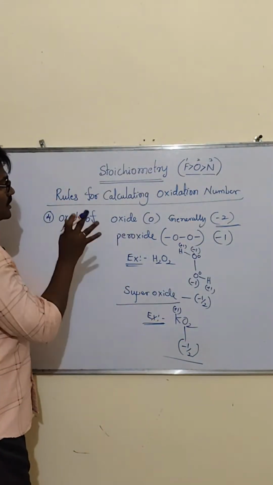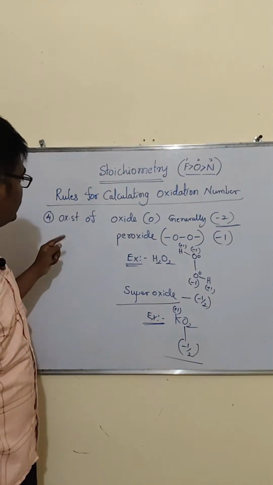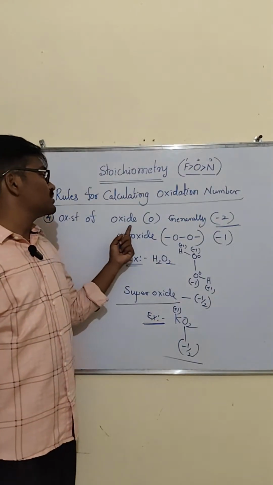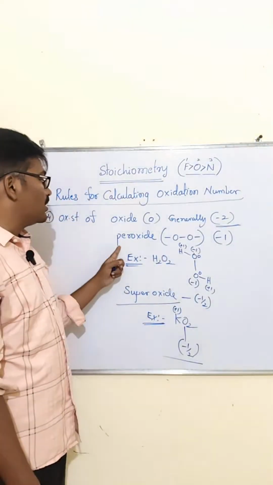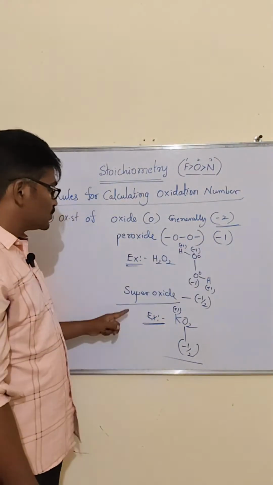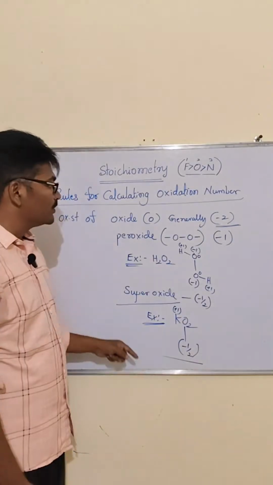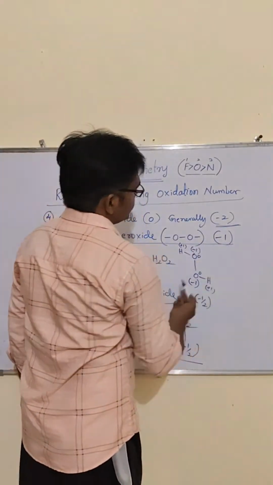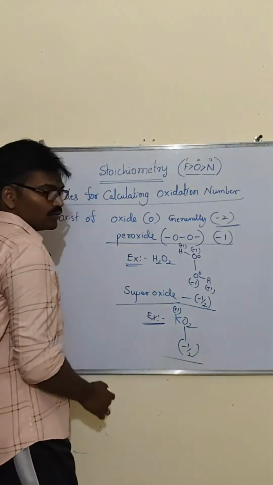Okay, all the oxidation states that we have discussed. Oxidation state of oxide is generally -2. Peroxide case -1. Superoxide case -1/2.